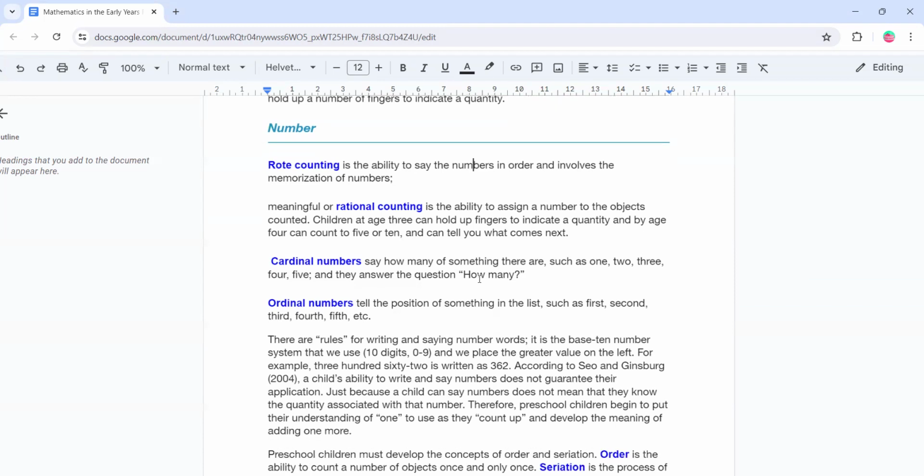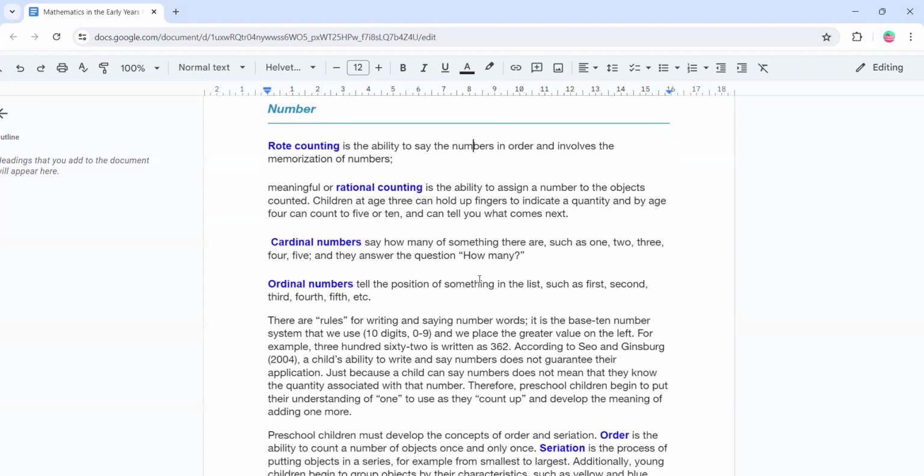Okay, so these are the things preschool children come in contact with, learning mathematics in early years. And there are rules for writing or saying numbers. This is the base 10 number system that we use, 10 digits from 0 to 9, and we place the greatest value on the left. For example, 362 is written as 362.